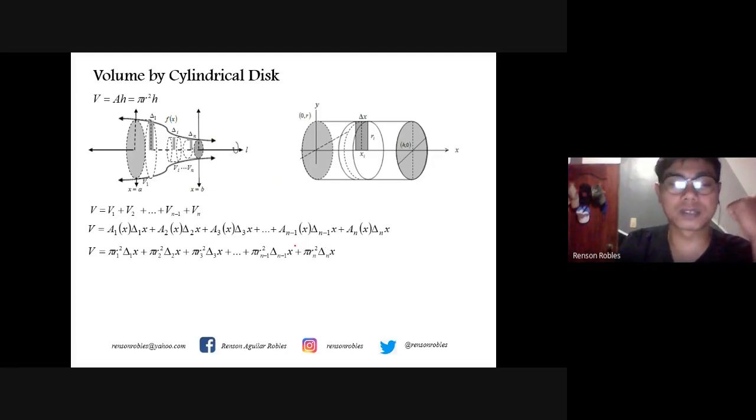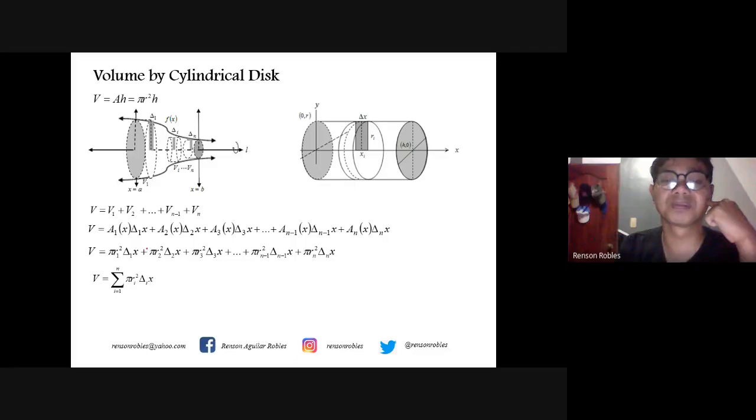And this Riemann sum can be written in summation notation of this form. Okay, so that's the summation of pi r sub i squared delta sub i of x, where i runs from 1 to n. Can you still hear me?